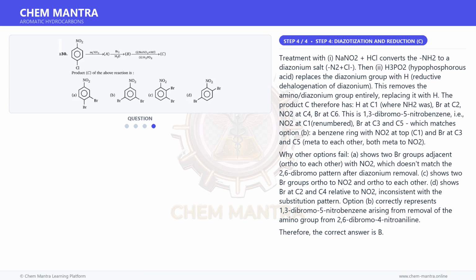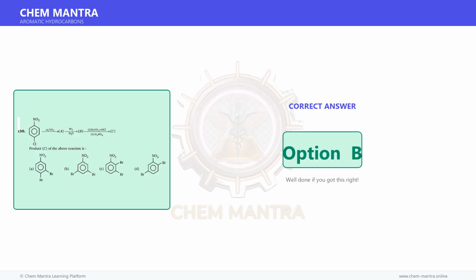Option B correctly represents 1,3-dibromo-5-nitrobenzene arising from removal of the amino group from 2,6-dibromo-4-nitroaniline. Therefore, the correct answer is option B.